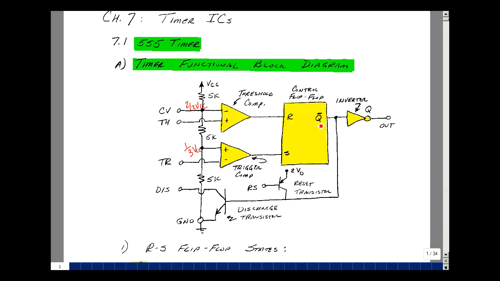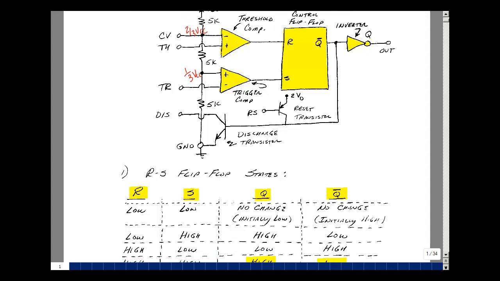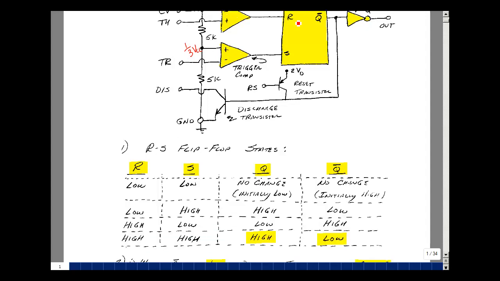The flip-flop that's here is like a standard flip-flop, but there's a couple of special things about it. Let's take a look at the truth table for this. When the R pin, which is the reset pin, and the set pin are both low, the state of the output out here, which we'll call Q, has no change. And initially it's just low. The complement of it is just the opposite. It would be initially high, and it would also have no change if this was the case. This will be important for how we're going to use this particular flip-flop.